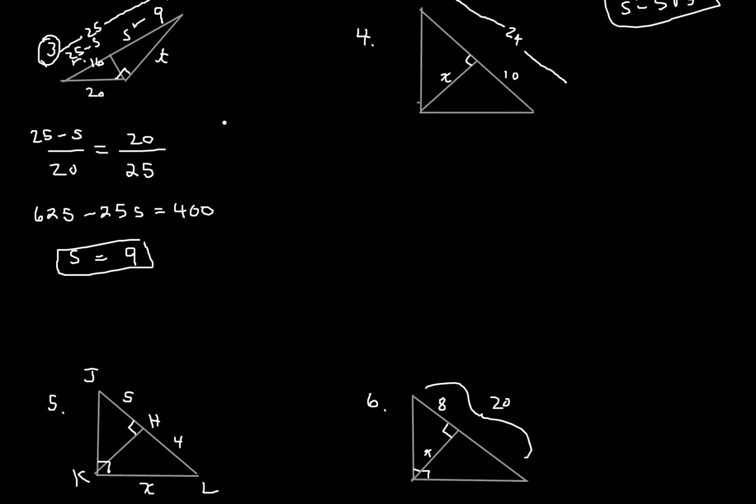Now we can get T. T is in the mean proportion slot because it's a leg. Goes up here. The one closest to it is 9. The entire thing is 25. If you cross multiply, you get T squared equals 225. And that's a perfect square, so you get T equals 15.